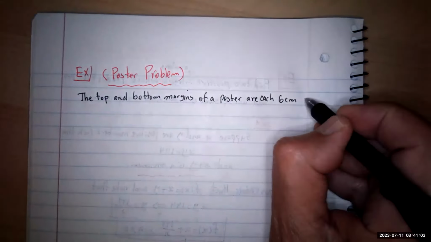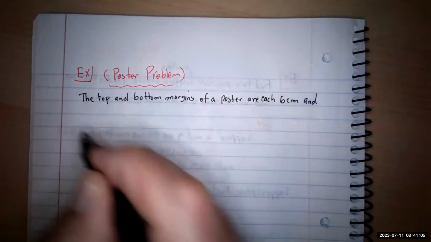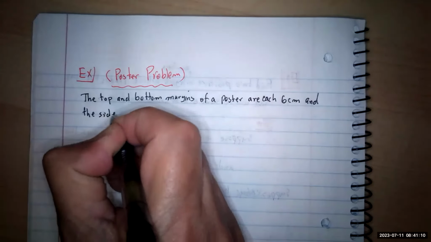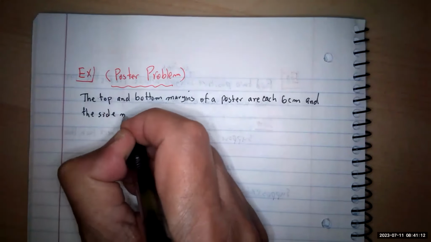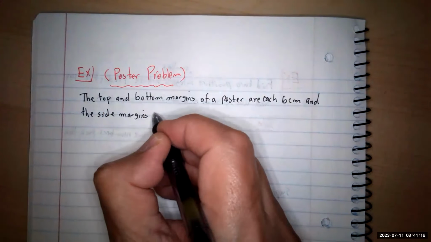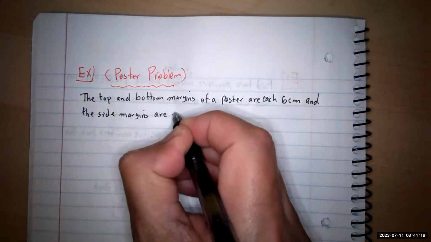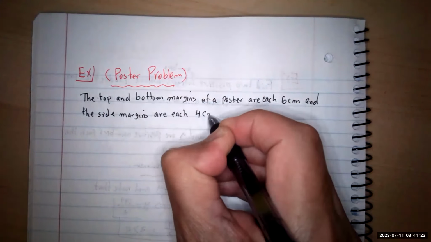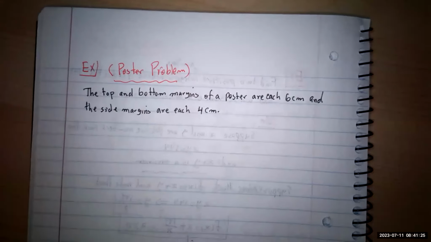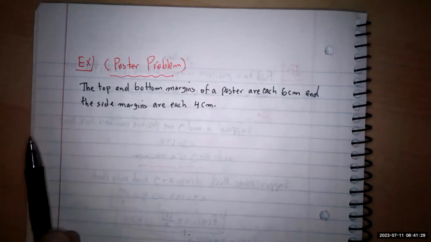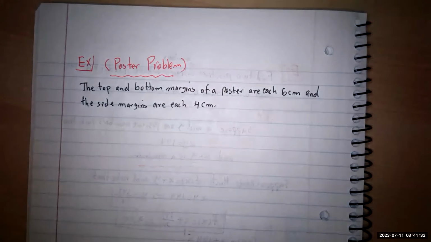And the side margins, the side to the right and to the left, are again each 4 centimeters. Again, they may be different, but not in this case. So the margins to the right and left are the same, 4 centimeters, and the top and the bottom, 6 centimeters. So what's the problem?